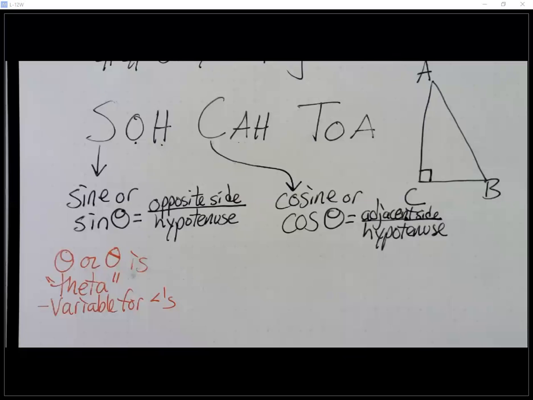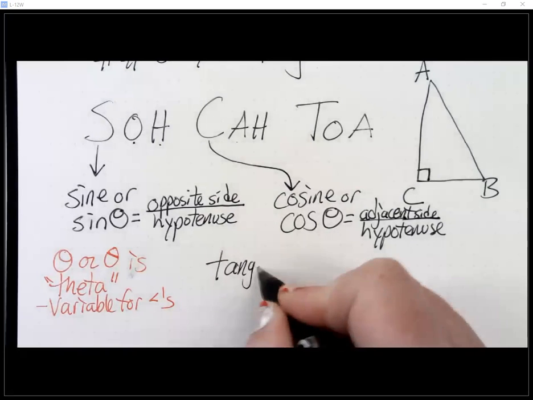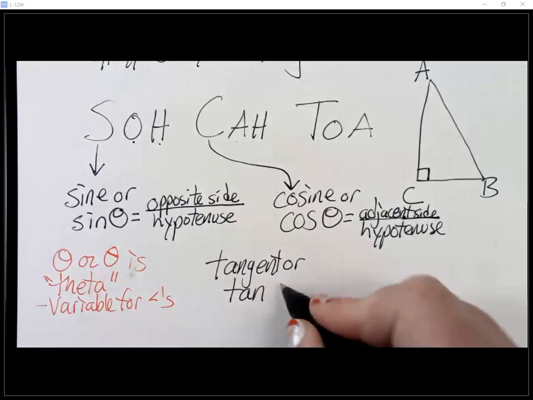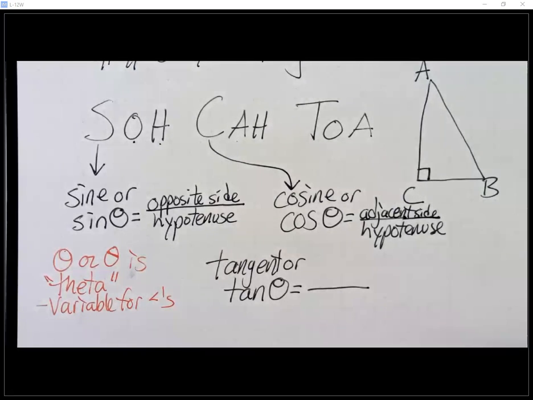And then I ran out of space for my tangent, but that's okay. I'll just put it here. Tangent, or tan, of some angle is going to equal, now you know what O and A stand for, the opposite over the adjacent.